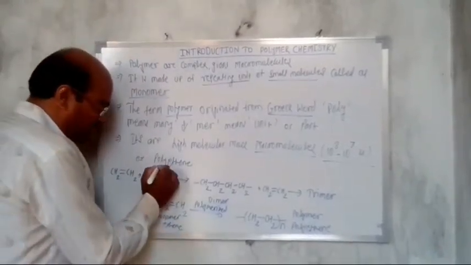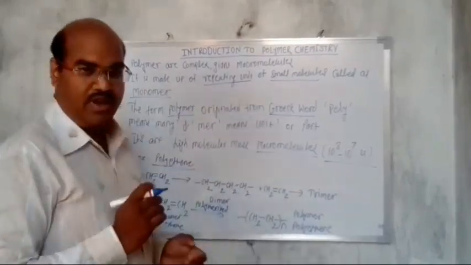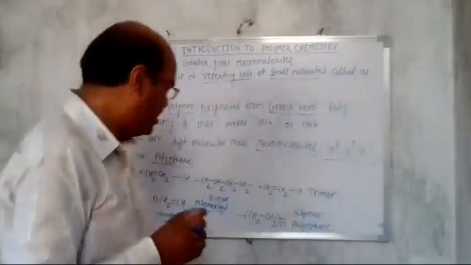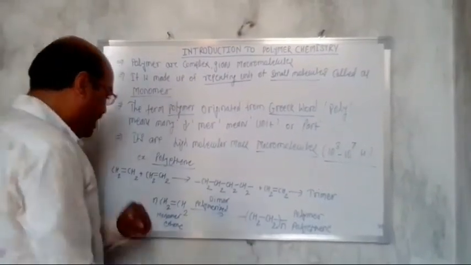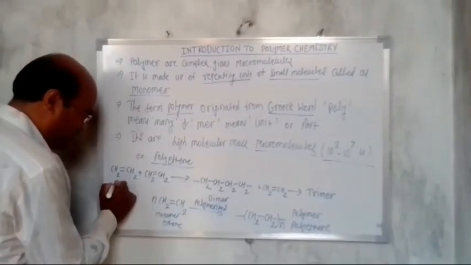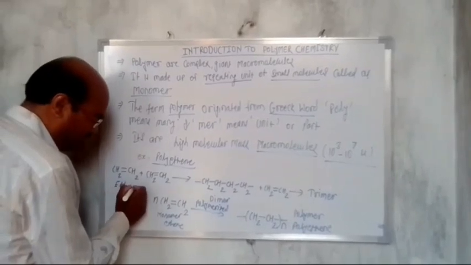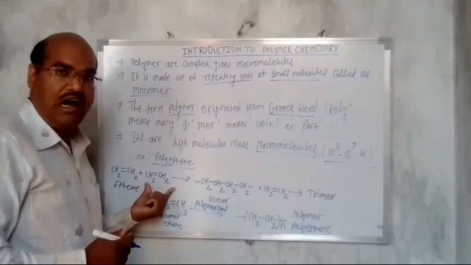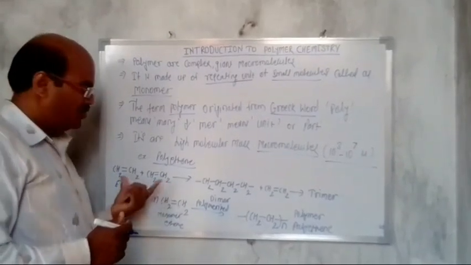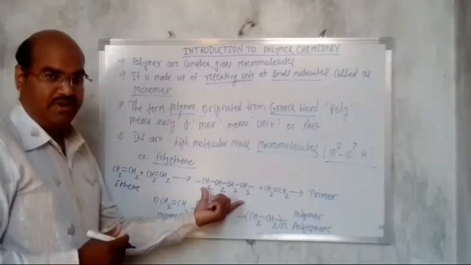So for example, polyethylene. Polyethylene is made up from the monomer ethene. So this is ethene. When ethene reacts with another ethene molecule, it forms a dimer.